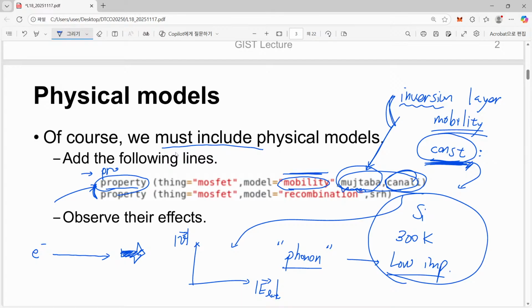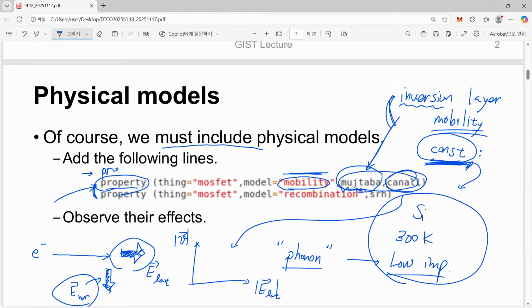So in this case, this is lateral electric field, and there is another direction of electric field. This is vertical electric field. The inversion layer mobility model shown here usually takes into account this vertical electric field. This one determines the inversion layer mobility, and this one, the lateral one, determines high field mobility.